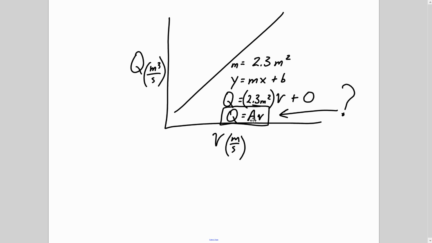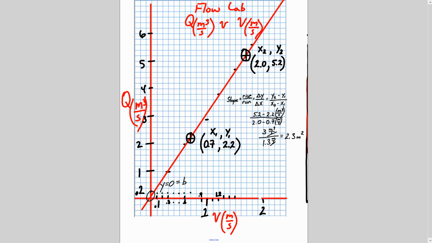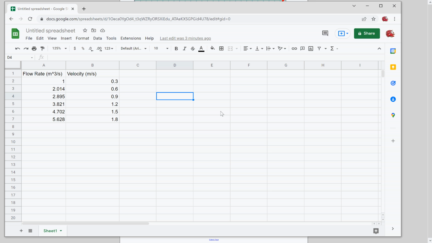Flow rate is equal to area times velocity. I know you were overwhelmed when you saw that. I know it got me too. Pretty amazing stuff. So here's what we want to do today. Instead of doing a hand graph, what if you just wanted to graph it in Google?